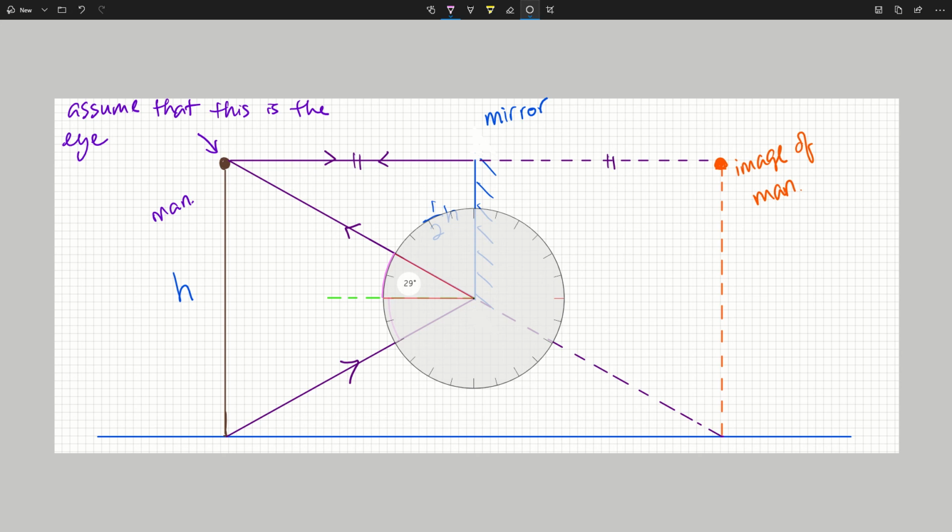And yes, here is your proof. And here's your proof that you only require the mirror to be half the height of the man for the man to see his full image. So in other words, when you are at home, you don't really need a full body mirror. All you need is a half mirror for you to see your full reflection.